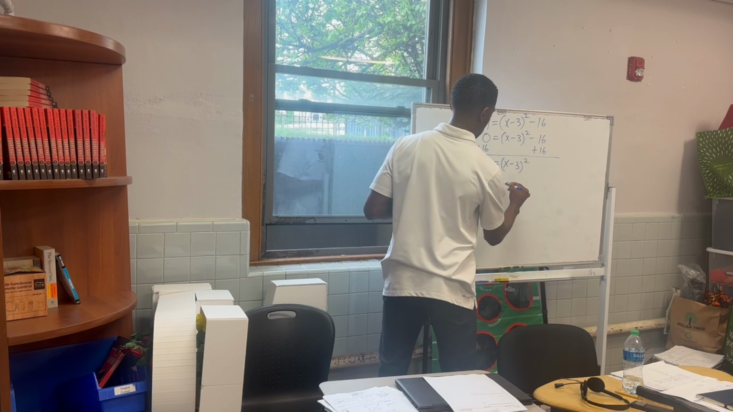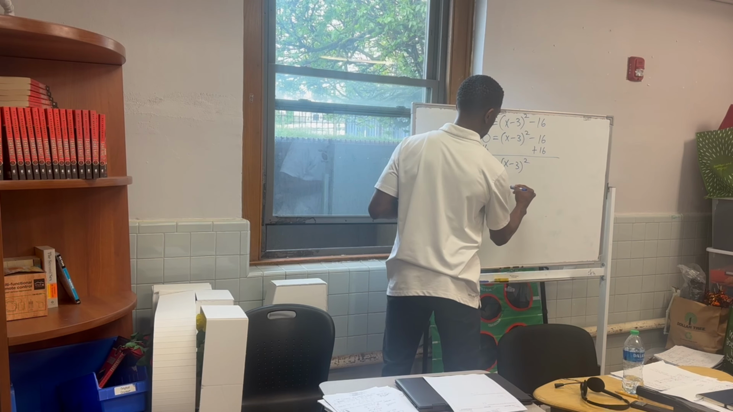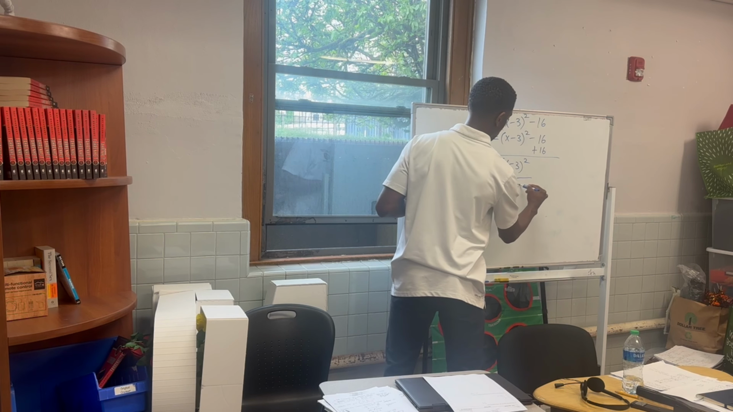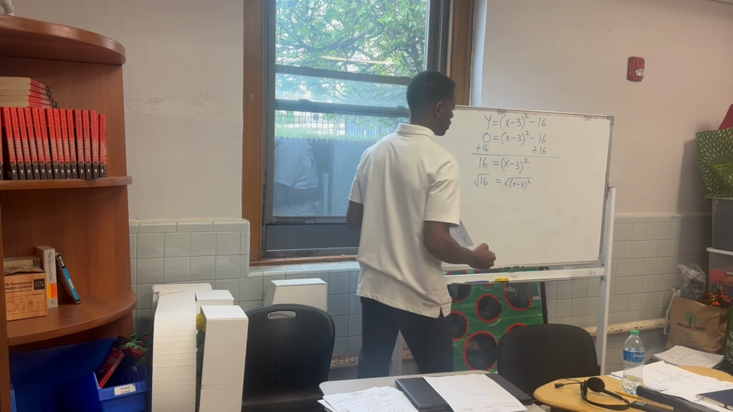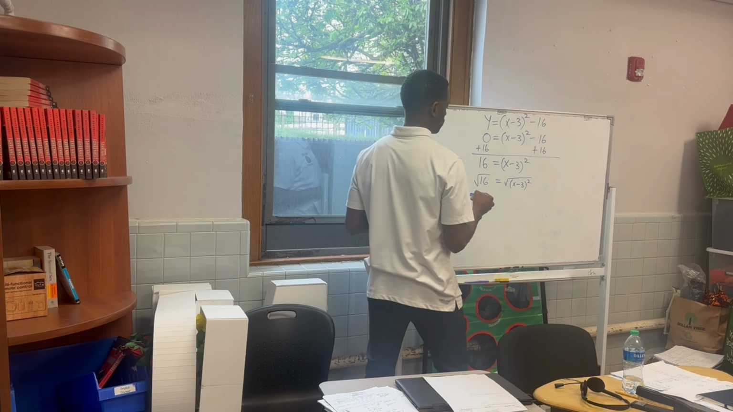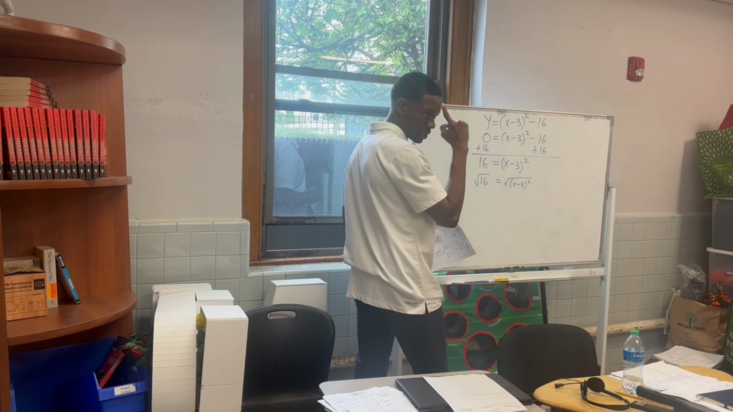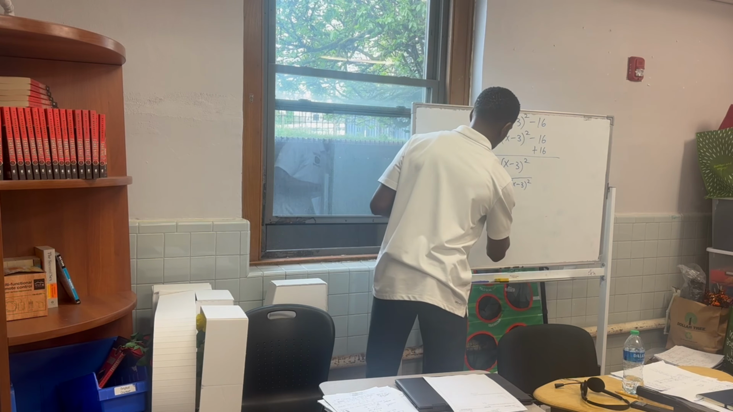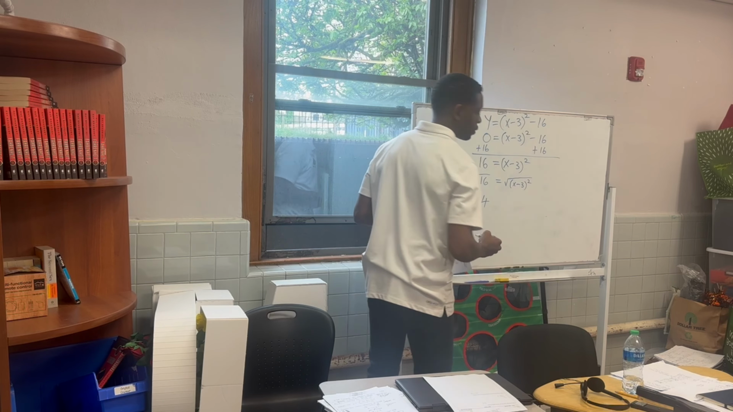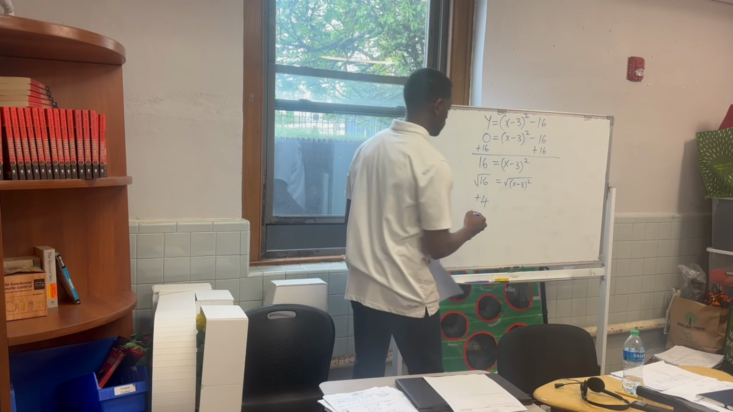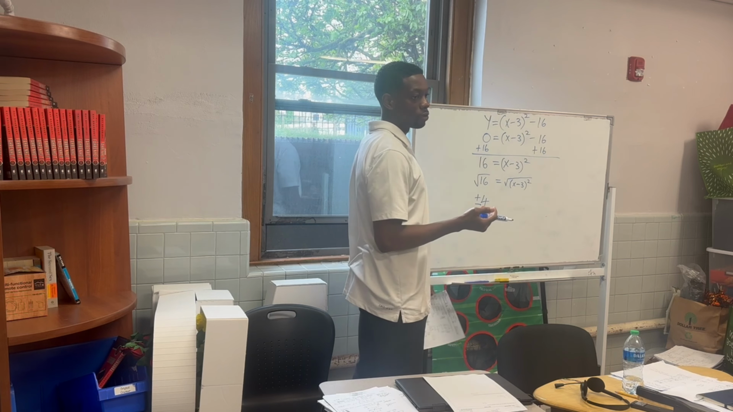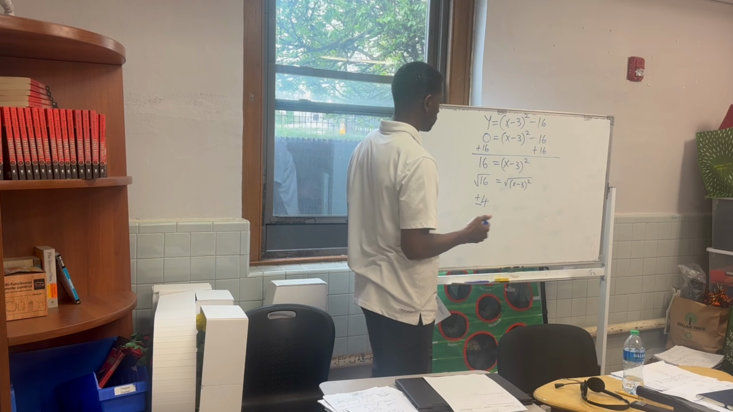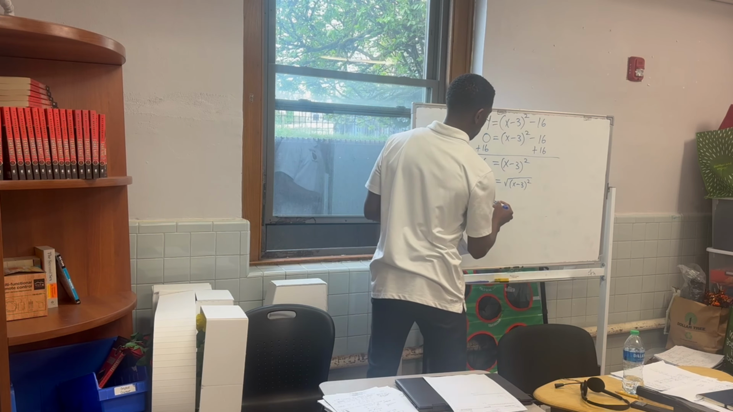The square root of 16 equals the square root of x minus 3 to the power 2. Okay. And how do we do that? So what's the square root of 16? 4. Oh, what else? It's not just 4. Because it could also be negative 4. What's negative 4 times negative 4? 16, right? So it could be positive or negative 4.